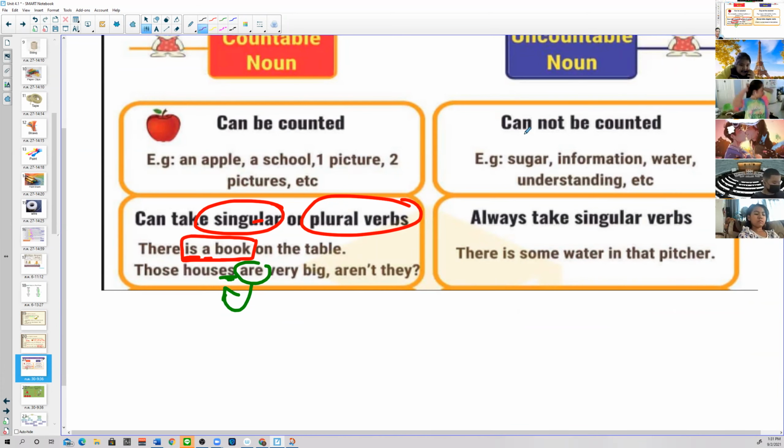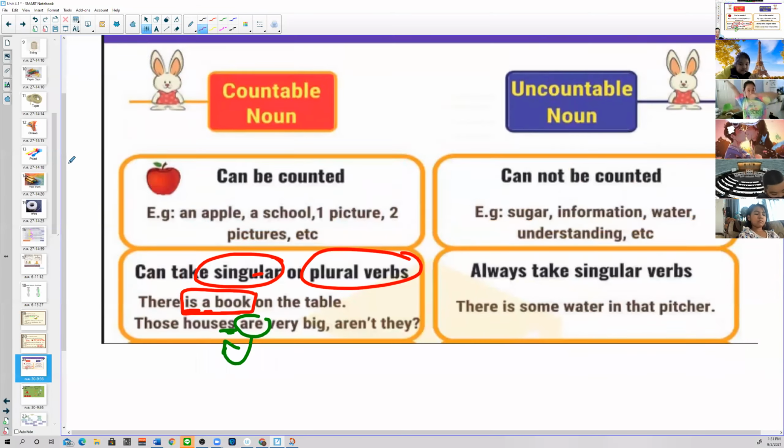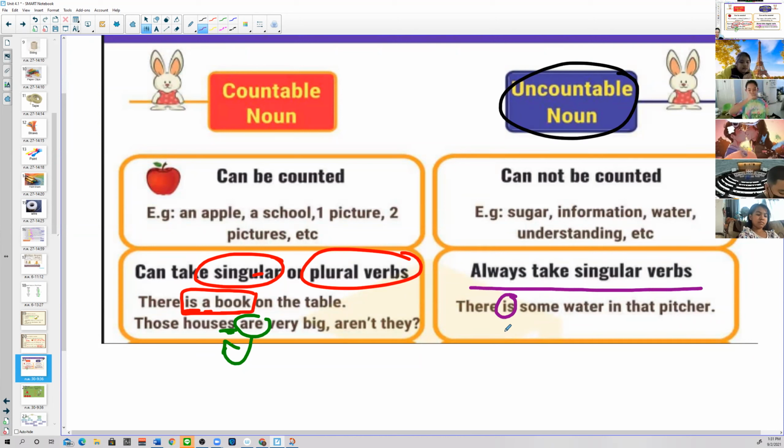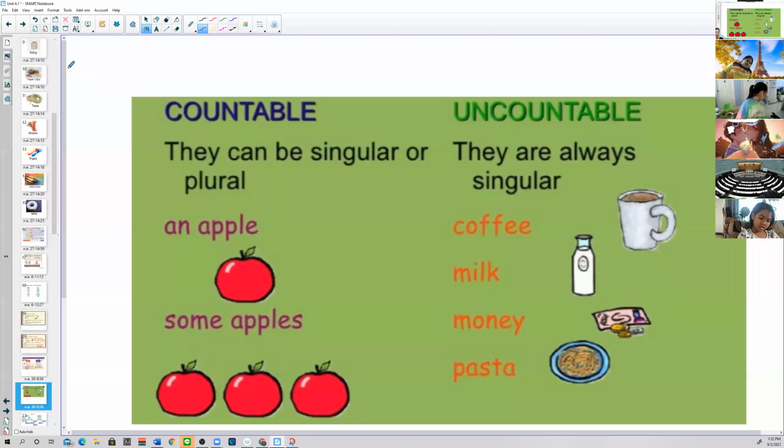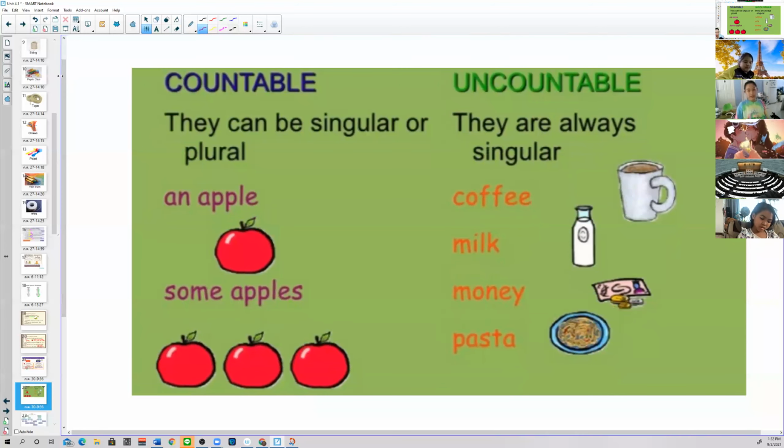And once you know about the uncountable noun, you instantly know that an uncountable noun always takes a singular verb. You don't say there are some water in the picture. You have to say there is some water. There is bread in the cupboard. There is some rice in the bin. Uncountable.